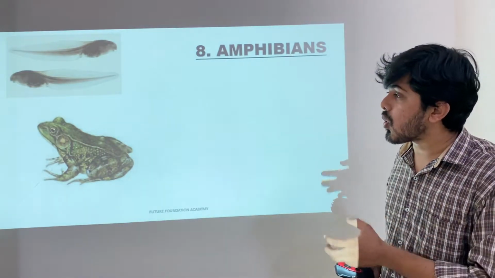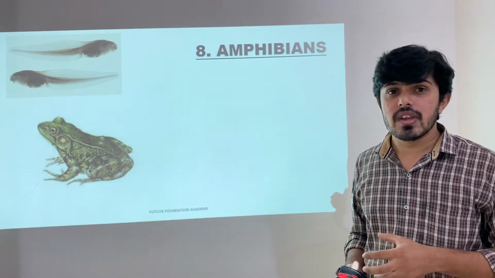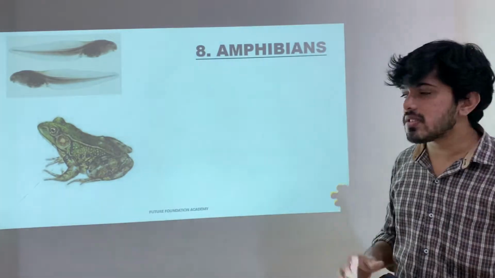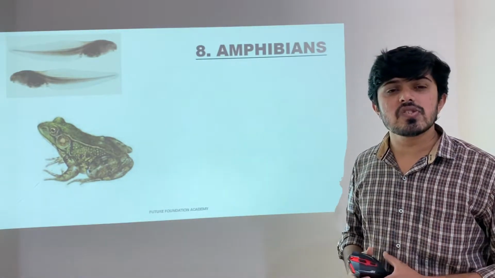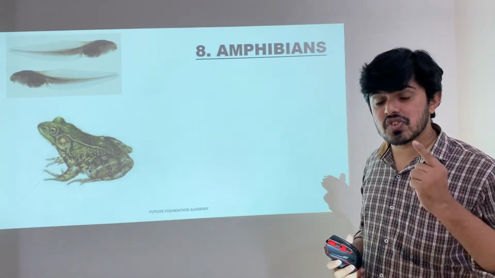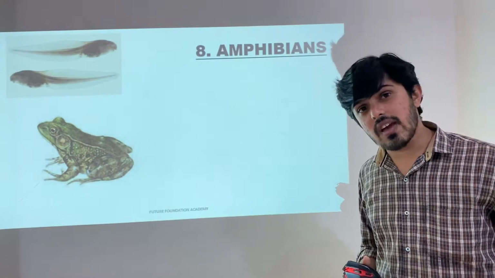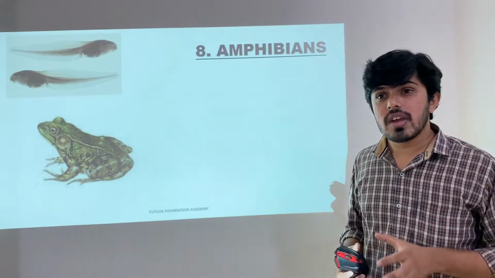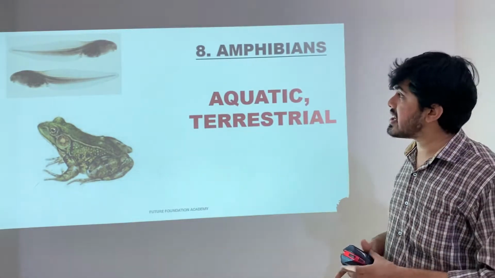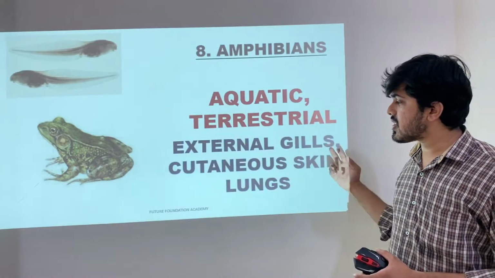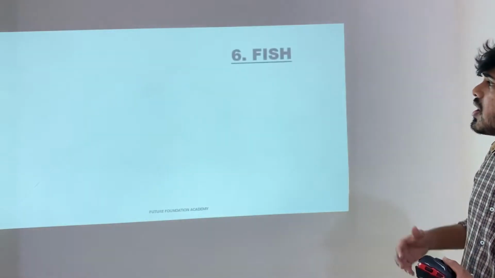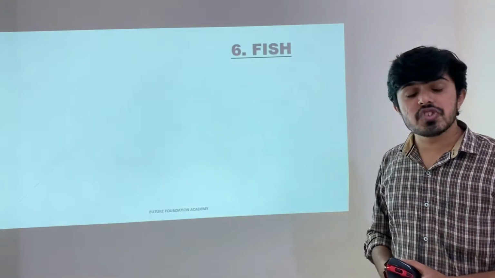But when this frog goes inside the water in the summer season, its skin does respiration, and you can see this bubble-like structure on the skin. It is the region where respiration takes place. Its skin is called cutaneous skin. So amphibians are the organisms that have external gills, they have lungs, they have cutaneous skin. All these structures help them to survive in different conditions. So they are aquatic and terrestrial, hence they are called amphibians, and they have external gills, cutaneous skin and lungs for respiration.